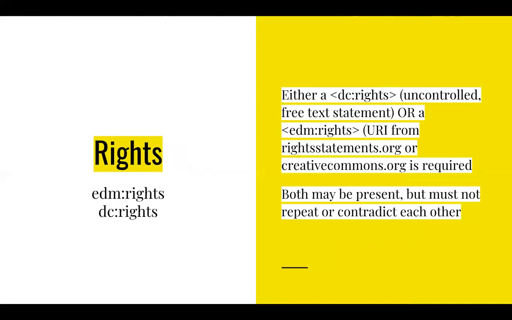Rights is the other field that is at least somewhat descriptive that's required. Rights is a little bit complicated because you can provide us either an uncontrolled free text statement, which we would put in the DC rights property, or you can use a URI from rightstatement.org or creativecommons.org. So right now the requirement is either or. You may have both, but those two statements can't repeat or contradict each other.